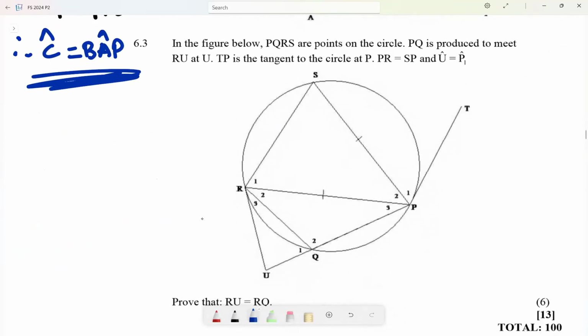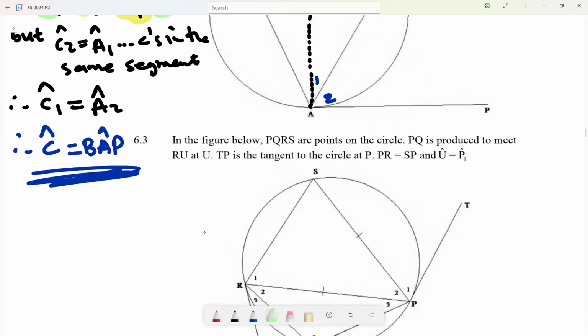Interesting question. I wonder how it is. Oh, by the way, I do not look at the memo until I am done doing the question. Prove that RU is equal to RQ. We'll come back to that.